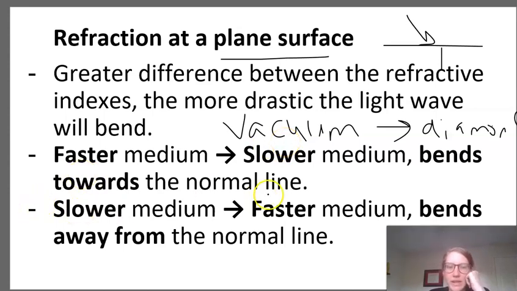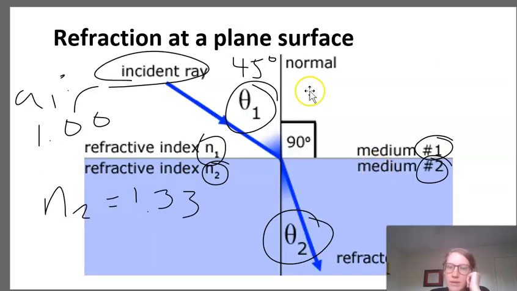Going from the faster medium to the slower medium, it's going to bend towards that normal line. So that means here, this normal line right here. So if it's going from a very fast to a slower medium, then as it comes through, it's going to bend closer. It's going to try to stay to this y-axis right here, the normal line.